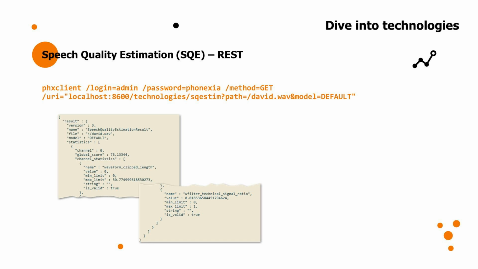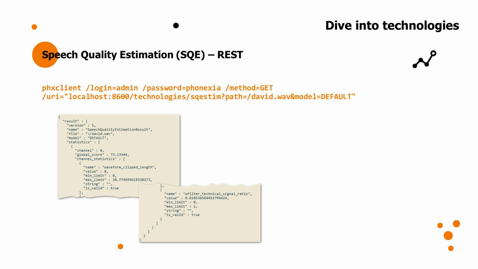A result object containing version and name of the result structure, name of the processed file and technology model used for processing, and statistics array containing objects for each audio channel of the file. This example file is a single channel, so the array on the screenshot contains only single object. The object contains channel ID, percentual global score representing overall quality of audio in the channel, and a channel statistics array containing objects representing individual measures. Name of the measure, its value, and minimal and maximal limits of the value.